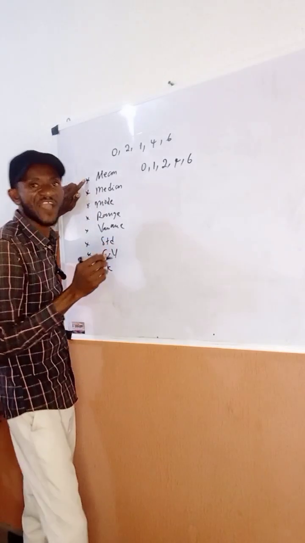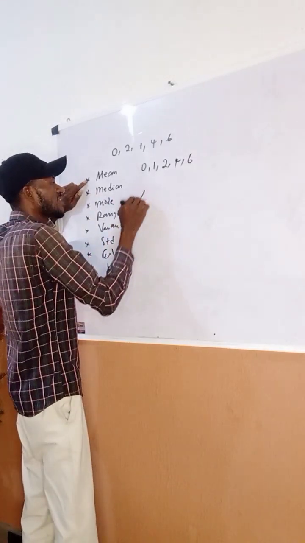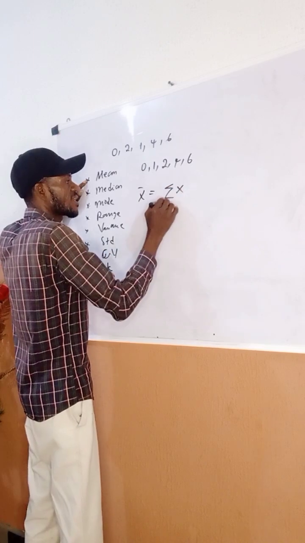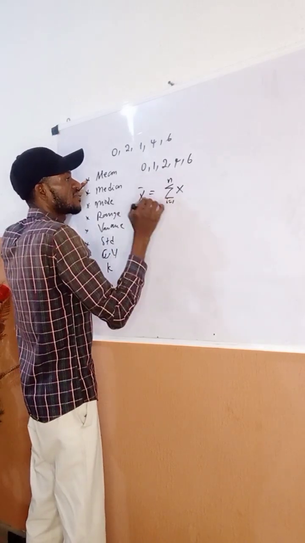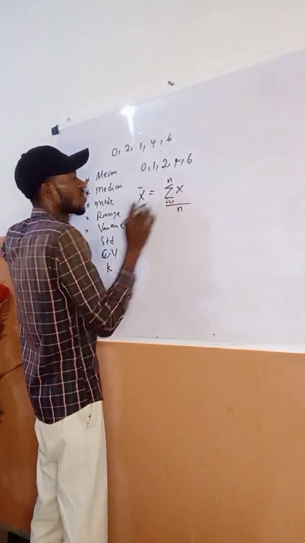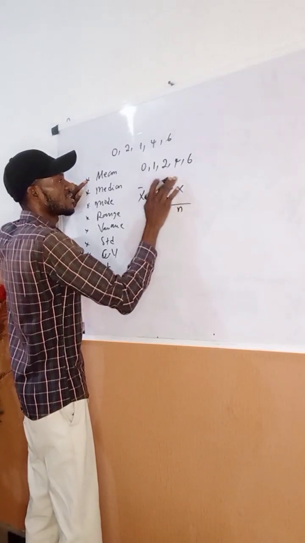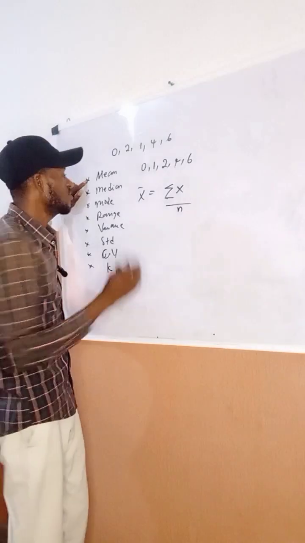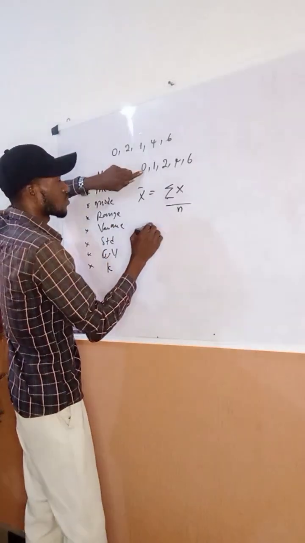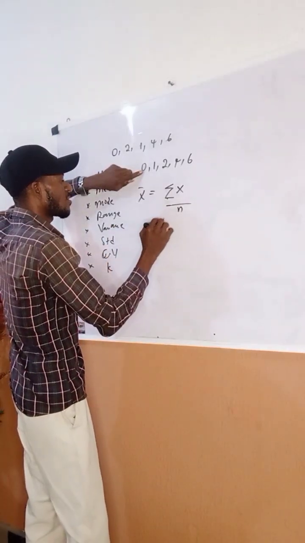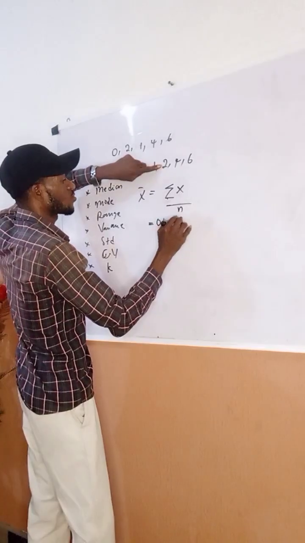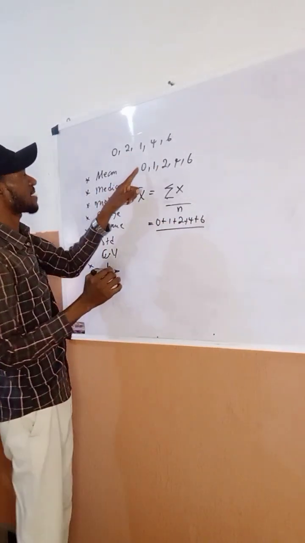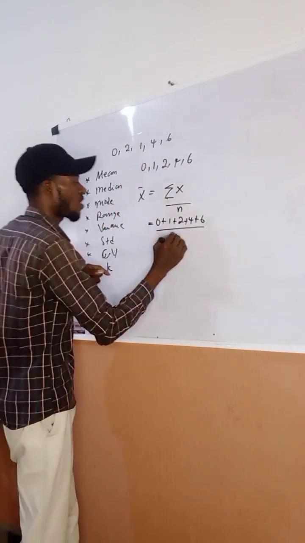So I will now come to find the mean. Of course, you know that the mean x bar is given as summation of x, i running from 1 to n, all over n. Or in order to make this formula appear simpler, let us use summation of x over n. So this becomes 0 plus 1 plus 2 plus 4 plus 6 all over how many of them? 1, 2, 3, 4, 5, all over 5.